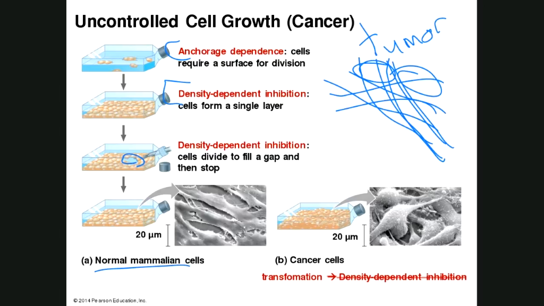They no longer suffer from that density-dependent inhibition, and they form themselves into blobs called tumors. That's what you hear about when someone has cancer. They have a tumor, right? The first thing the doctor is going to want to do, or one of the first things, is a biopsy of the tumor. They take a little chunk of the tumor out, grow it up in the lab, and see what type of tumor it is. There are basically 2 types of tumors.